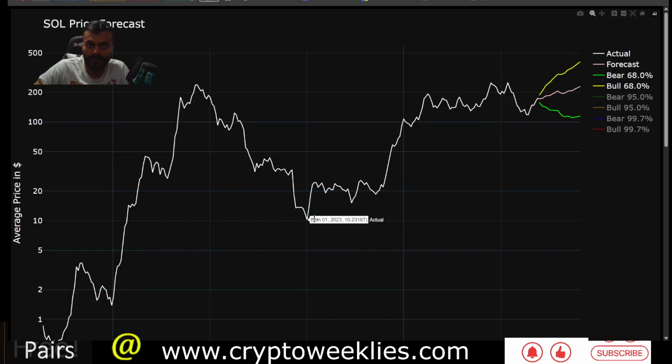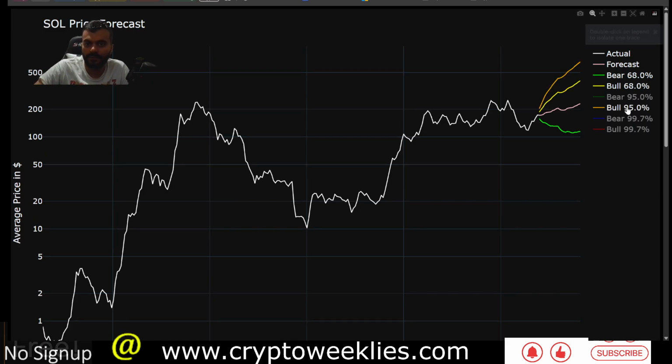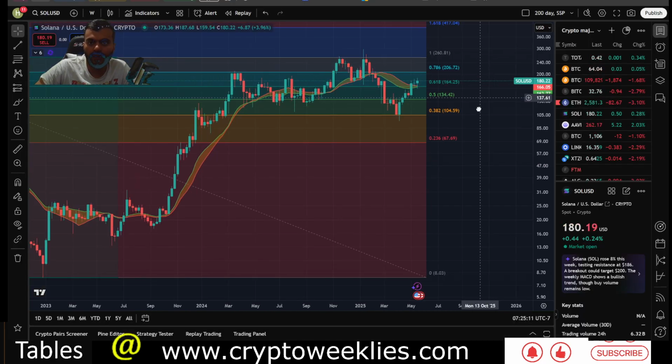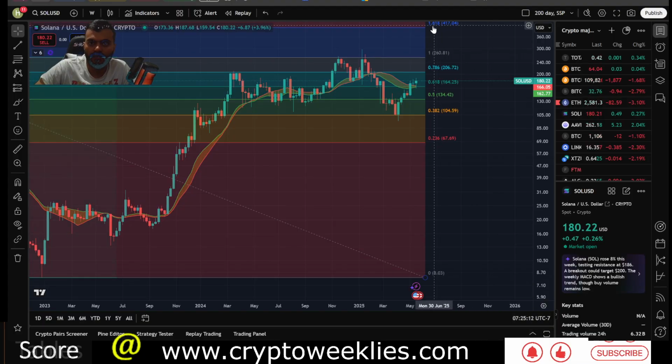Sol from the floor of about $10 would not be that bearish, all things considered. You can see over here the two standard deviation ceiling for Sol per the machine learning model is also at around the $650 area of confluence. If we look at the Fibonacci levels, the 1.618 is at around $417.